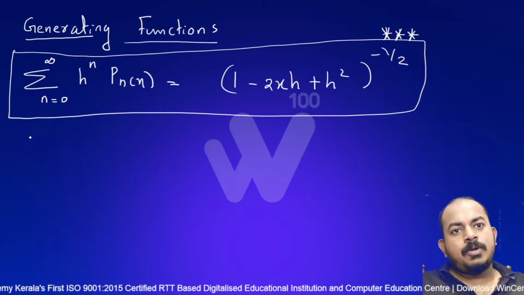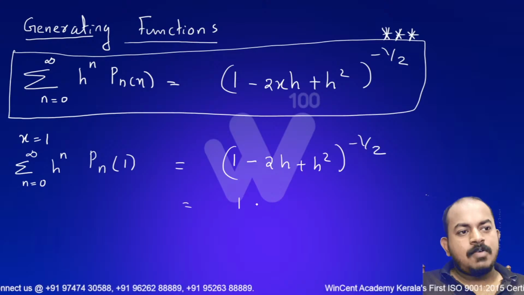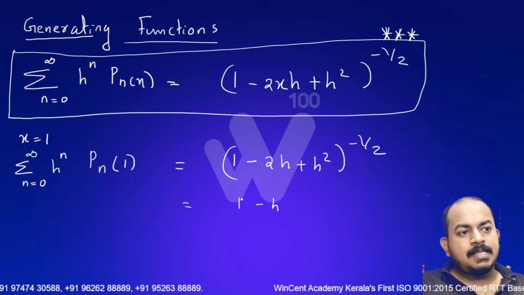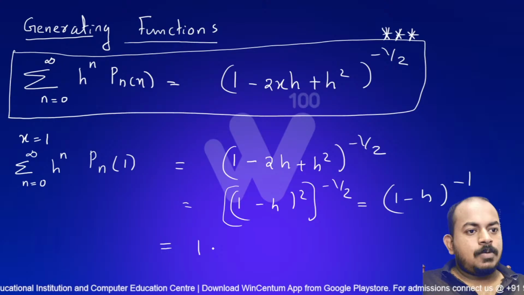So this we can write as a minus b the whole square, in the form of (1 minus h) the whole square raised to minus 1 by 2, which equals (1 minus h) raised to minus 1. So if we do the series expansion, we will get 1 plus h plus h square plus h cube plus etc. So this is the form when we substitute x equal to 1.